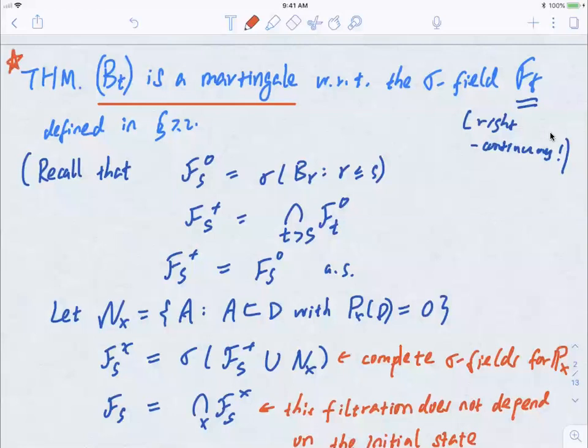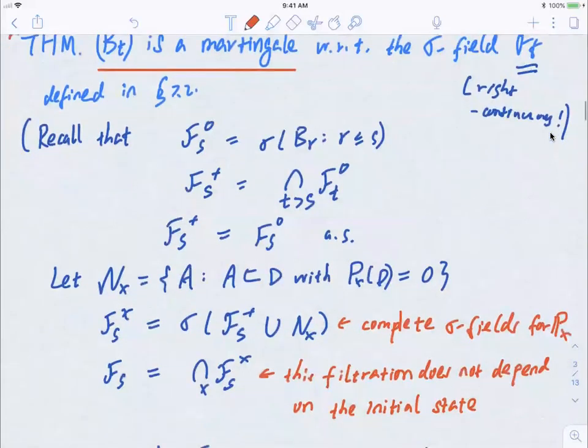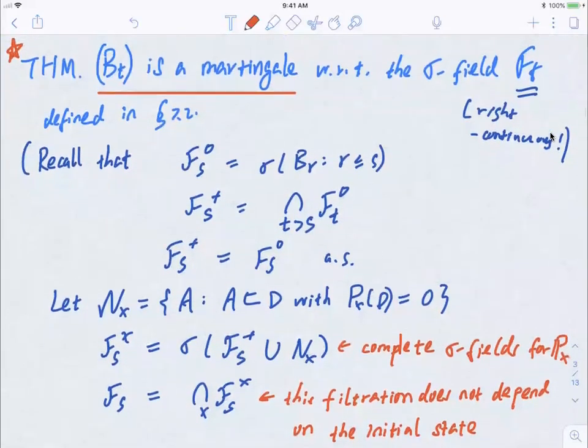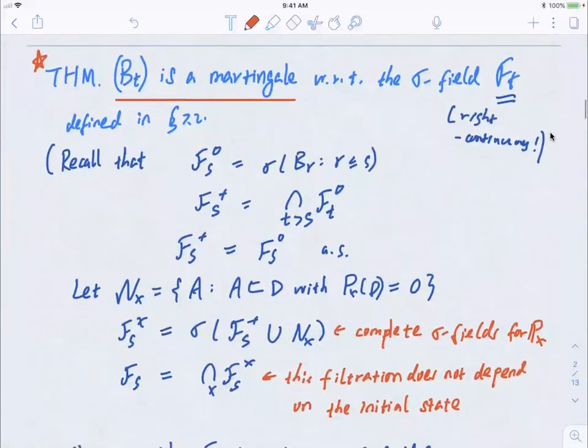Now let's state this again. You don't need to know the full details, but at least you should know, later, when we say Brownian motion is a martingale, what does this mean? And this page basically tells you all you need to know.